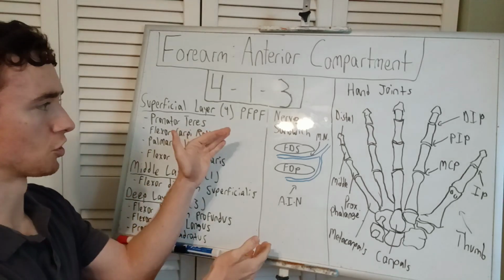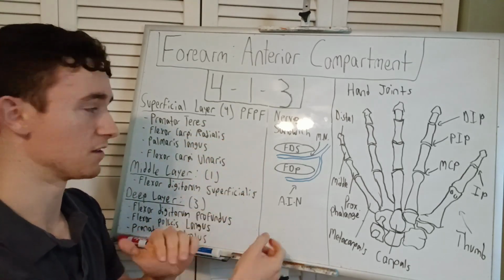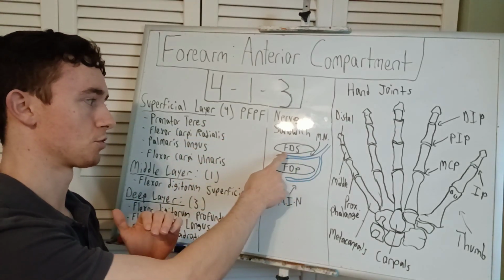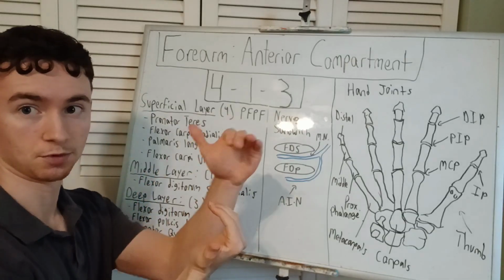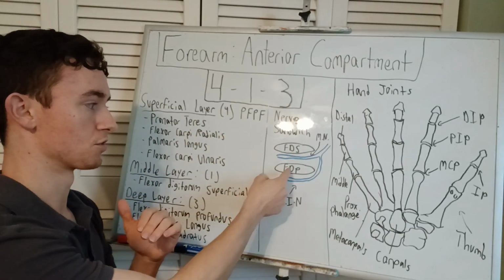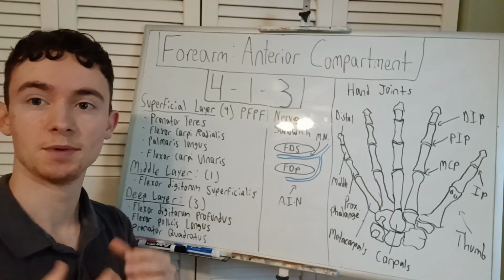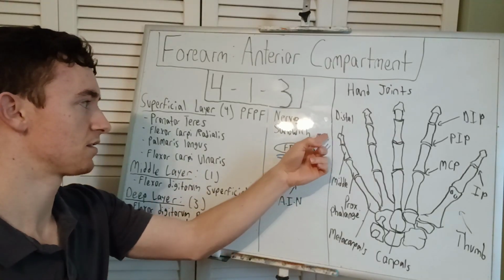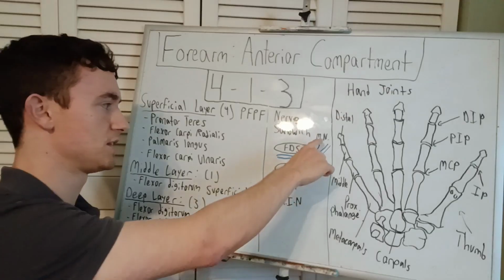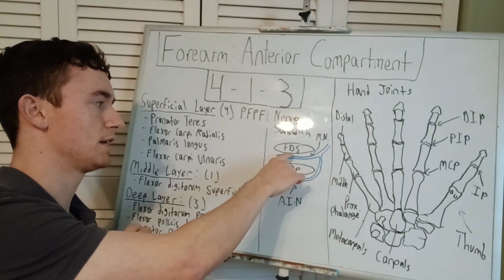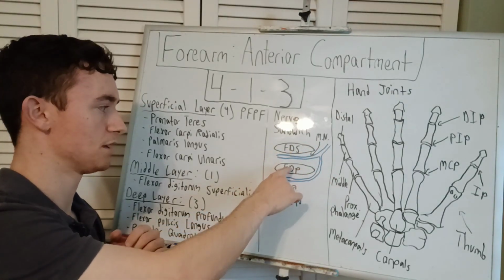I did want to talk about this nerve sandwich going on here in the forearm as well. So here I have an illustration of the flexor digitorum superficialis, which lays superficial or above the flexor digitorum profundus. Now, one of the main nerves that innervates the anterior compartment of the forearm is the median nerve, which is depicted right here by MN.